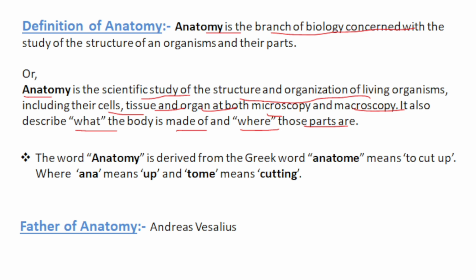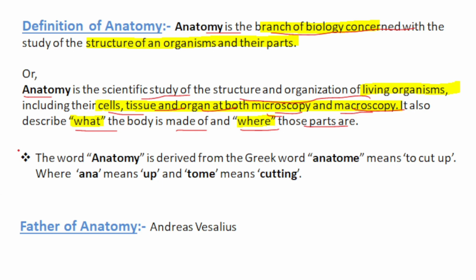So what is anatomy? Anatomy is a branch of biology that is mainly focused on the structure of an organism and its parts, or the scientific study of the structural organization of the living organism, including cells, tissues, organs, at both the macroscopic and microscopic levels. Microscopy means when we discuss any cells, tissues or organs under the microscope, and macroscopy means where we discuss any organs, tissues or cells with our naked eyes. And after the anatomical study of an organism, we can describe what the body is made of and where those parts are.